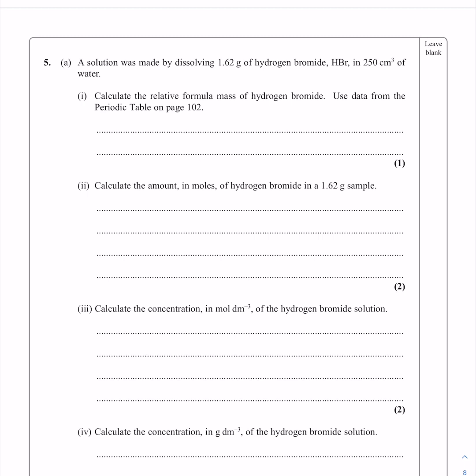Question 5. A solution was made by dissolving 1.62 gram of hydrogen bromide in 250 cubic centimeter of water. Calculate the relative formula mass of hydrogen bromide. يبقى ال MR of hydrogen bromide is equal to الهيدروجين atomic mass 1 البرومين atomic mass 80 يبقى 81. Double I. Calculate the amount in moles of hydrogen bromide in 1.62 grams. طيب القانون اللي بيربط المولز بالماس بيقول ان المولز is equal to mass over MR. يبقى هنا المولز of hydrogen bromide is equal to الماس which is 1.62 over 81. ده هيدينا 0.02 mole.